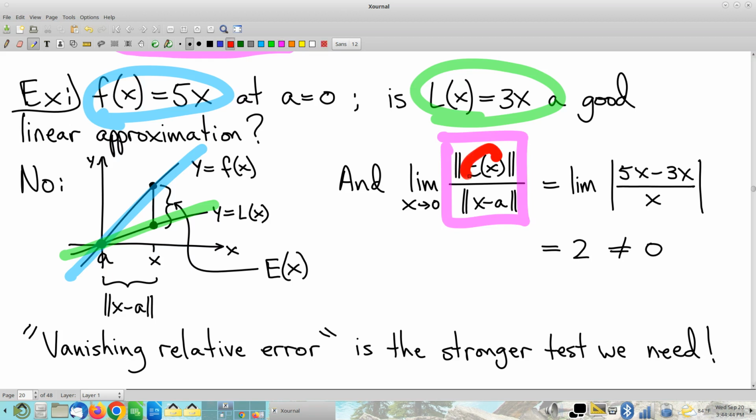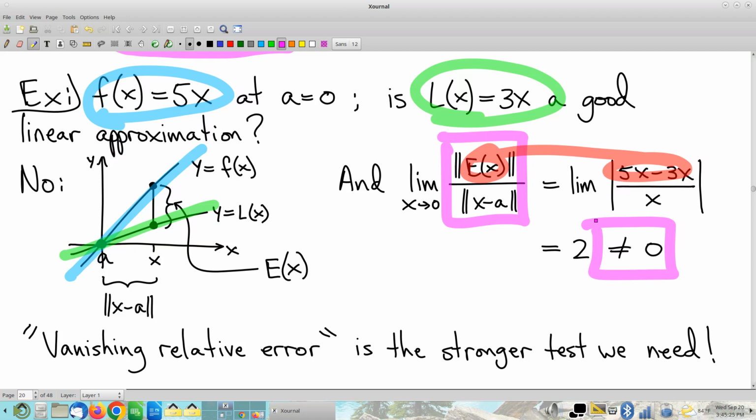It's just error divided by x, as it turns out. And that relative error ends up being not zero. So if we make the requirement that relative error should approach zero, it becomes clear that this is an unacceptable candidate to be called a linear approximation. It fails the requirement. This relative error does not approach zero.